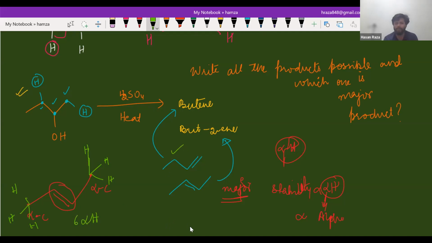But in this butene, this alkene is directly connected to only one carbon, and this carbon has two hydrogens. That's why this molecule has two alpha hydrogens. So the one which has more alpha hydrogens is more stable than the one which has fewer alpha hydrogens. Is that clear? Yes, sir. This stability, acidity, basicity, all of these we have studied in class 11.